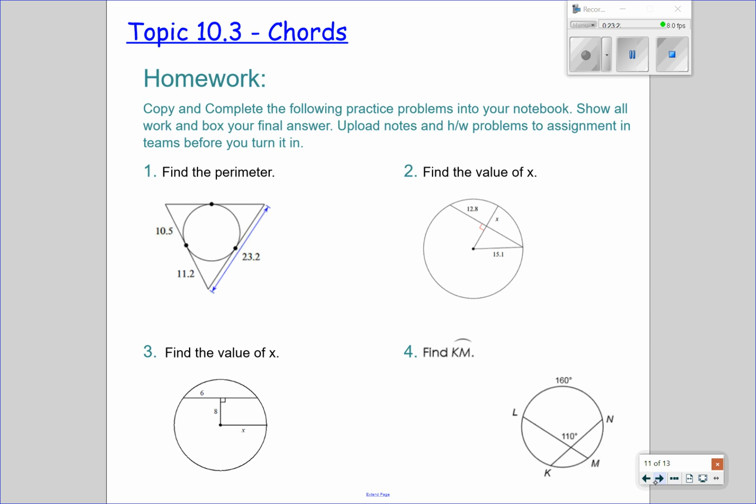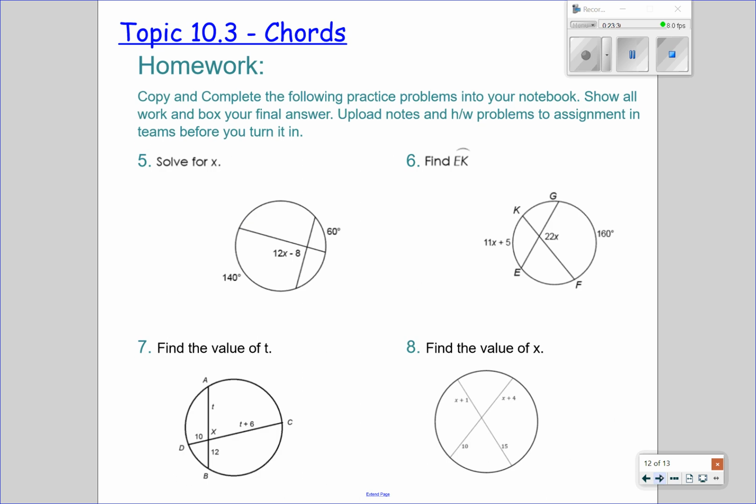So you can pause here and get these 4 questions, copy and complete. Then you can go on here and then pause this video and get these last 4 questions, copy and complete. Once you have them up, obviously turn them in and I will post the answers to those very soon so that you can check your work.